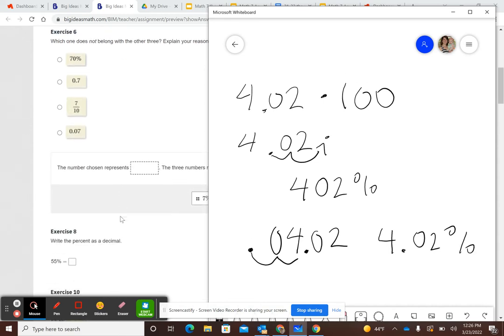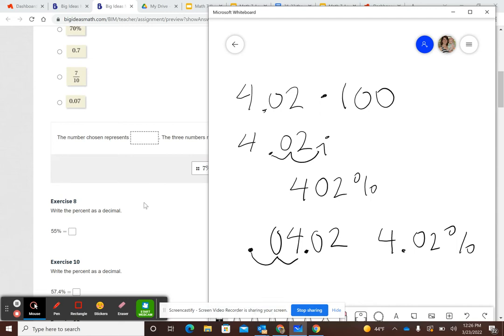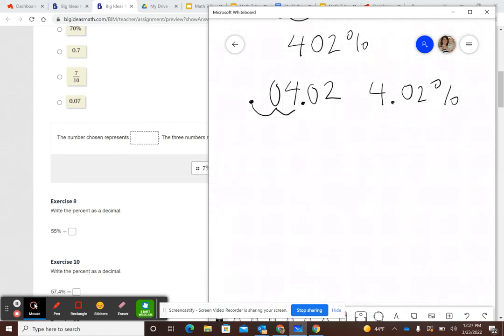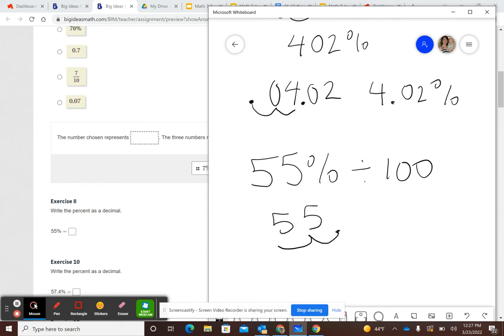Okay? If you are doing the reverse and you are changing from a percent to a decimal, example on the one where it says 55% and you're rewriting it as a decimal, you're going to do the opposite. Instead of multiplying by 100, you're dividing by 100, or you're moving the decimal two places to the left. So 55% written as a decimal would be 55 hundredths. Okay?